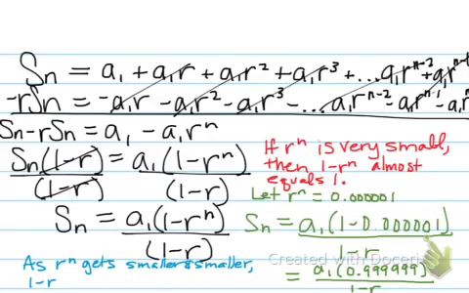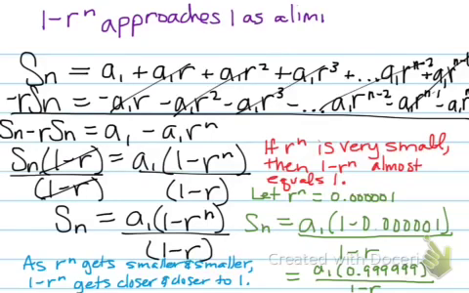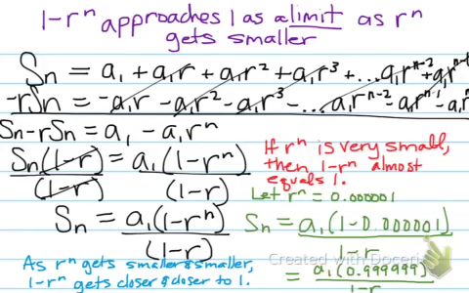So as r sub n gets smaller and smaller, 1 minus r sub n gets closer and closer to 1. We're going to accept that as good enough, so we can say that 1 minus r sub n approaches 1 as a limit as r sub n gets smaller. So limit is a new term. It's a term that's used a lot in calculus, and it's basically what the sum approaches as the numbers continue on in the series.